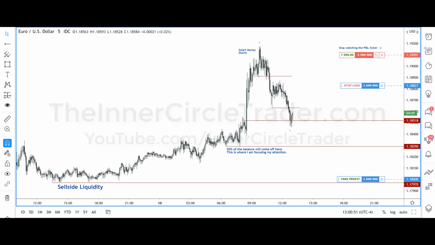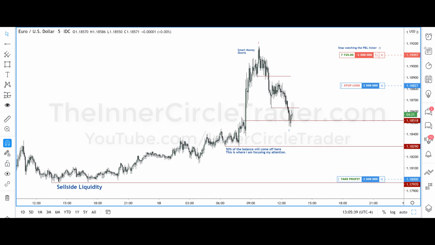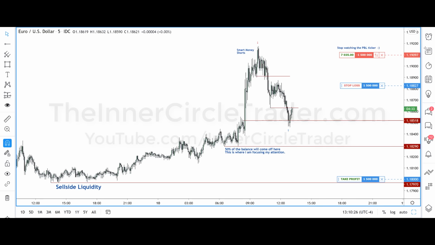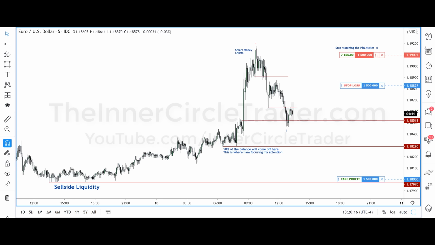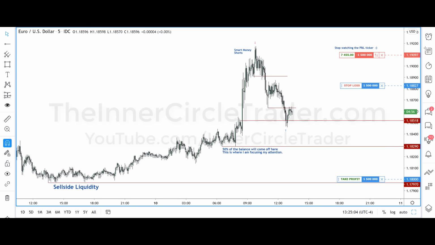Now that low, I'm expecting that to act as a point of interest where it could offer more shorting. Now, I could have shorted it additionally here and added more to it, but I want you to focus on how we can logically look for levels to exit using the market maker sell model.